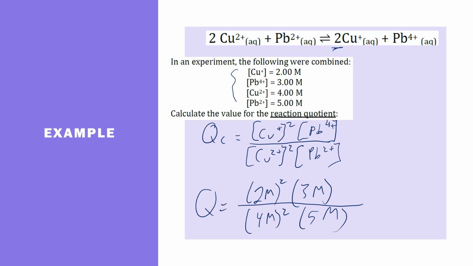And I just abbreviated, but you should use the 3 sig figs in your answer. I abbreviated to make it shorter in the expression itself. And so you just need to plug that in. 2 squared times 3 divided by 4 squared times 5. And when you plug all of that in, you get 0.150. And there's no unit for Q or K. There's no unit because it's just a ratio of amounts of products to reactants. So there's your value.